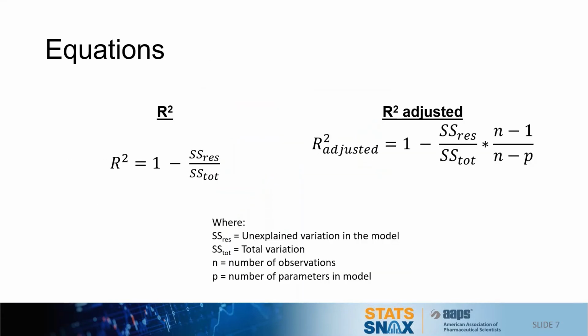Equations. The equations for R squared and R squared adjusted are shown here. The R squared calculation is fairly simple, as it will give you a proportion of the variation explained by the model by simply subtracting the amount of variation not explained by the model. Again, if all data points fall on the fitted line, R squared will be equal to 1. R squared adjusted is a similar calculation, however, it multiplies the amount of unexplained variation by a penalty term. The more terms included in the model, the larger the penalty term becomes.